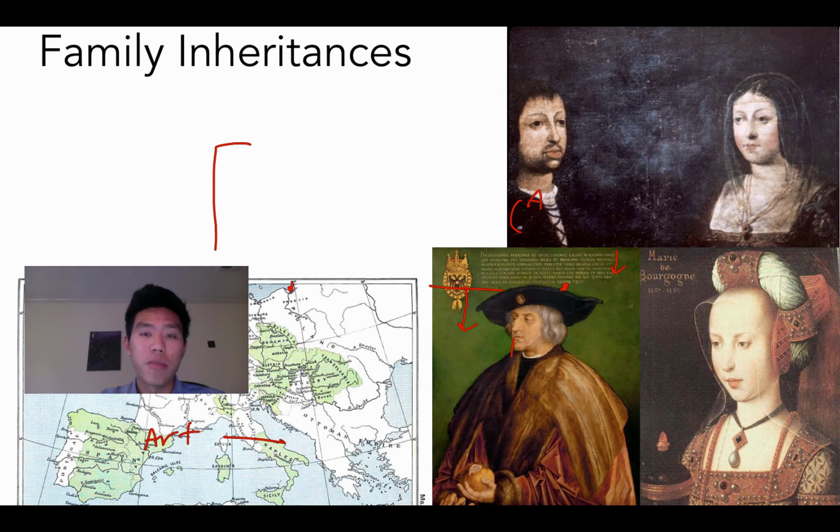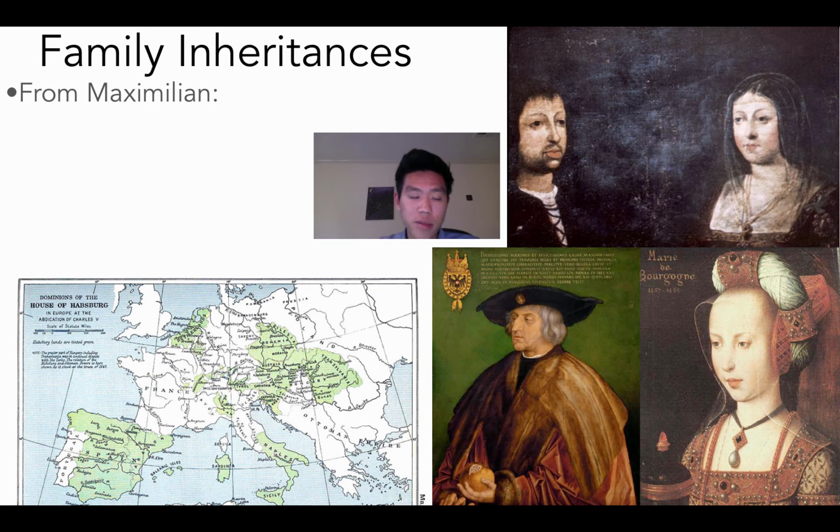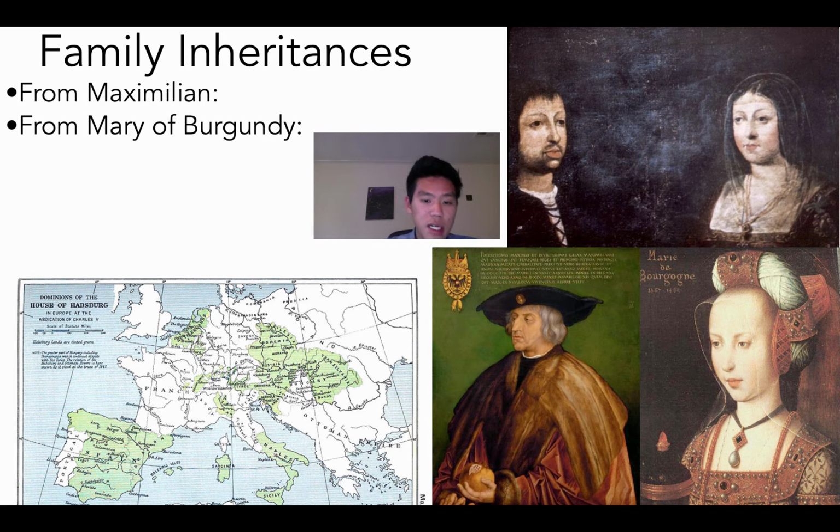All right, so because he's such a privileged young man, what are his inheritances, okay? From granddaddy Maximilian, he's going to get Austria. From grandmother Mary, he's going to be getting the Low Countries, the Netherlands. Okay, and from grandmother Isabella, he'll be getting Castile and also the New World territories in America that Spain is in control of.